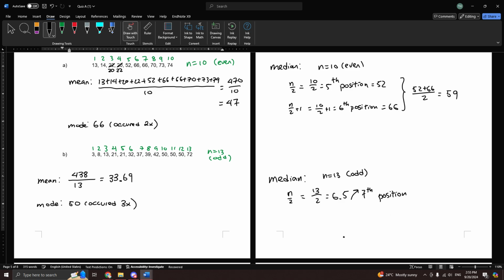Really important. Once again, 7 is not my median. 7 is not the median. It is the position of the median. So I'm going to go back to my list. Luckily, I labeled all these ahead of time, right? So 7 is going to be here. My 7th position is 37. My median is 37. Okay?